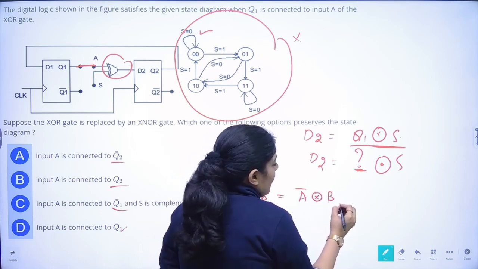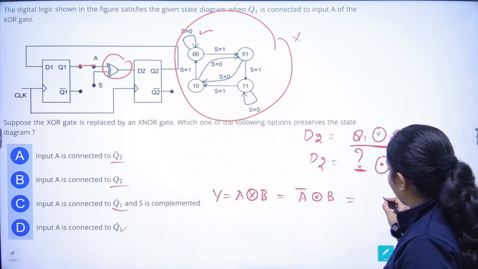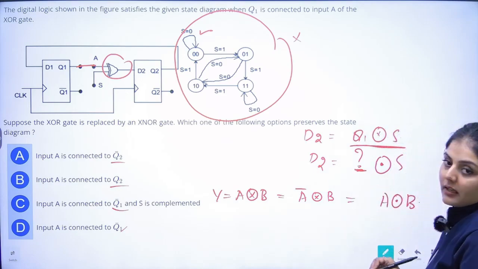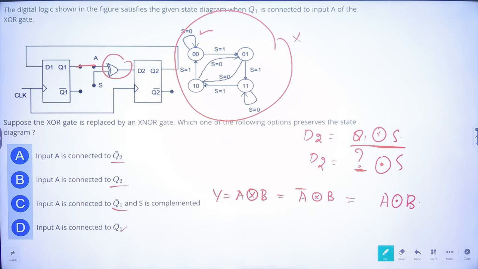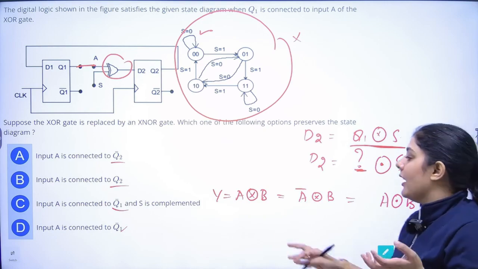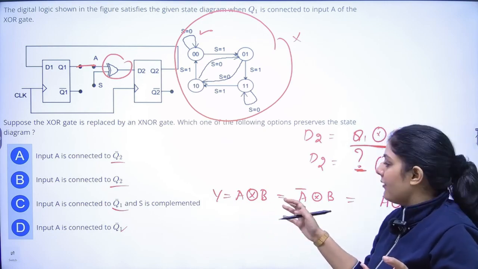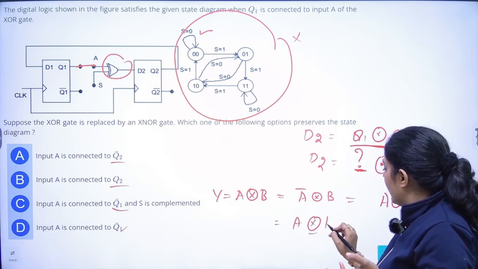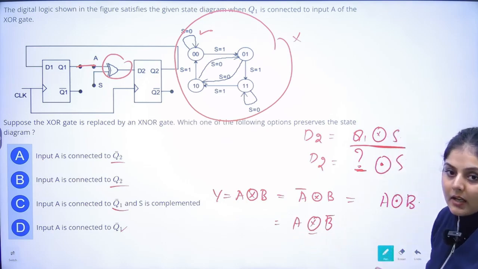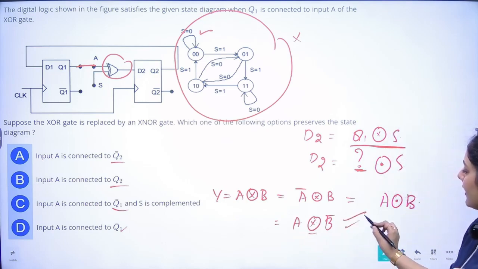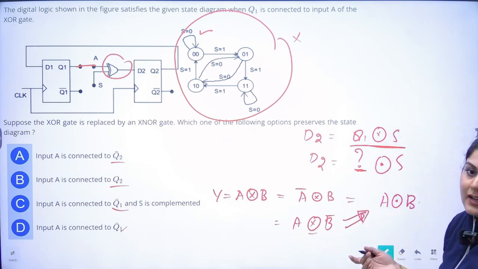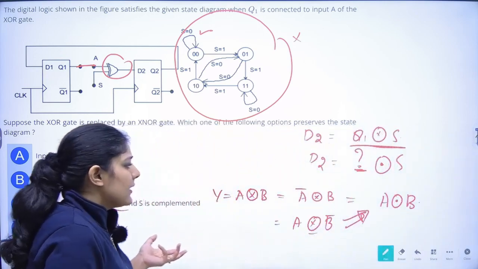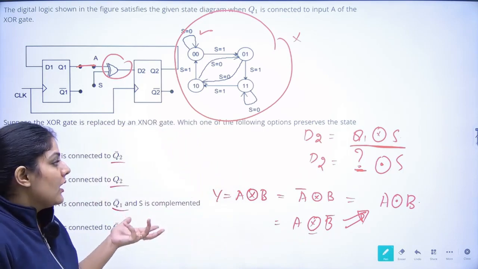XNOR B, that will give me A XNOR B. If I have A XOR B, and I put a bar on either A or B, what will I get? I will get the XNOR output. See, this is how we convert it.